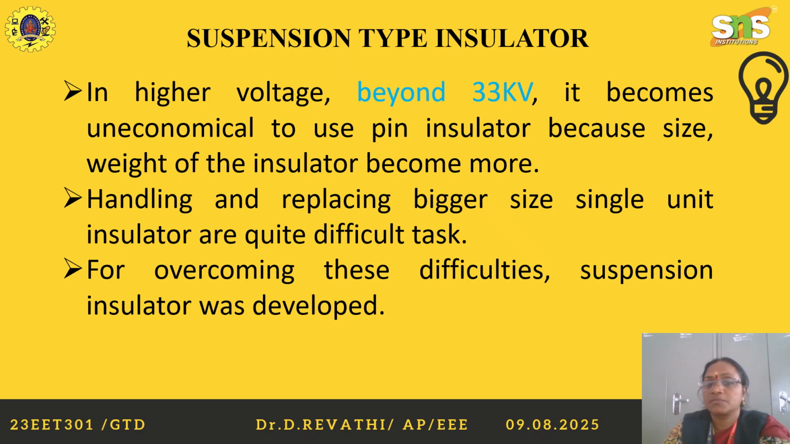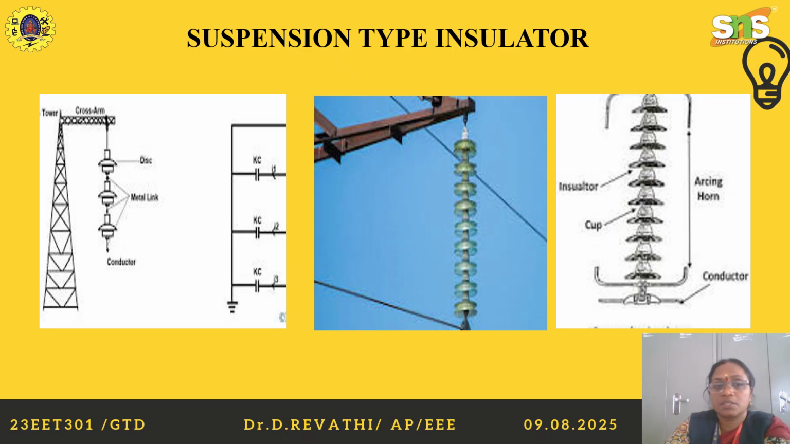So what are the difficulties? We are using higher voltage, more than 33 kV, and it is uneconomical for pin type. That's the first thing. The second thing is replacing the bigger size single unit is quite difficult. To avoid these two difficulties, we go for the suspension type. Just keep that in mind. And this is the suspension type we use in the transmission line. Exactly, it is like this. Two discs are connected using metallic links, so it acts as a capacitor.